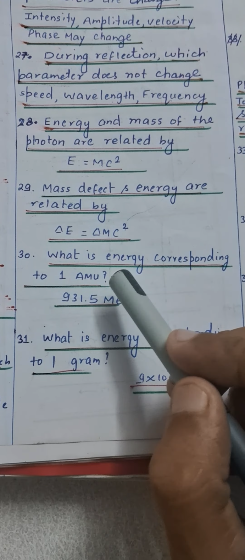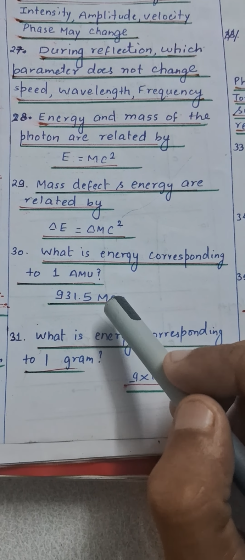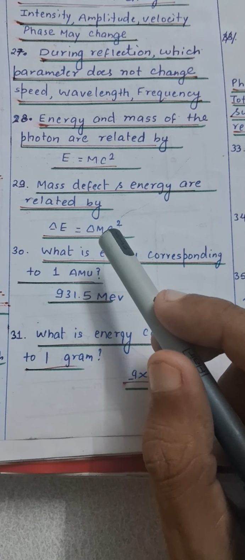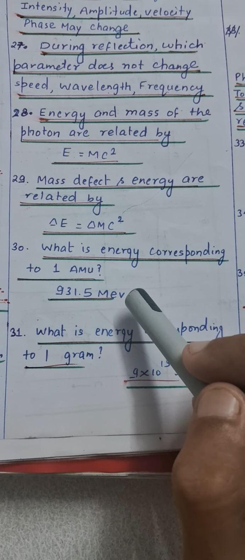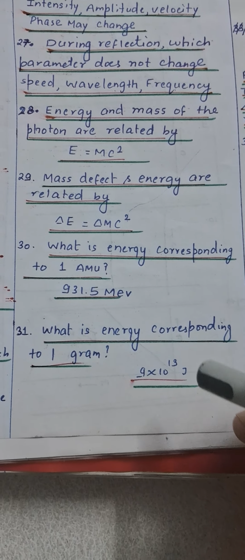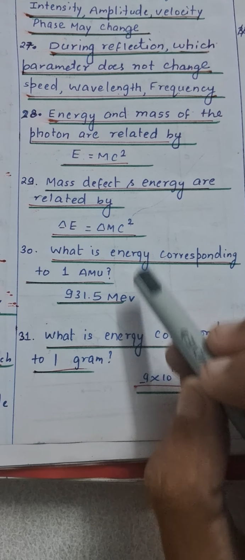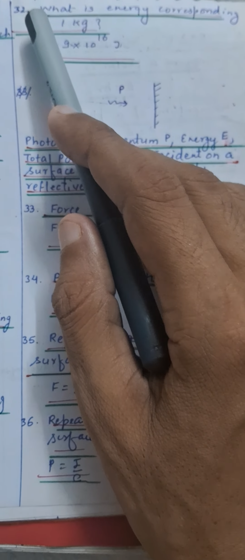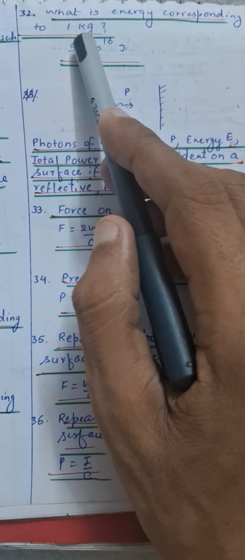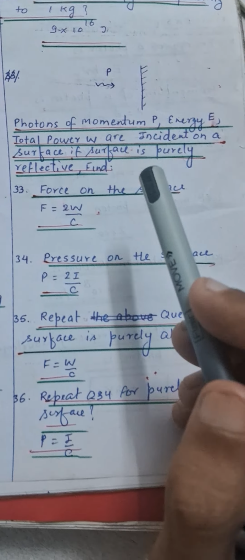Next, what is the energy corresponding to 1 AMU? If you use this expression and convert it into electron volt, it comes out to be 931.5 mega electron volt. So if 1 AMU mass disappears, it yields an energy of 931.5 mega electron volt. Then, what is the energy corresponding to 1 gram? Using the equation E equals mc square, we have 9 into 10 to the power 13 joule. Then, what is the energy corresponding to 1 kg? Using the same expression E equals mc square, we have 9 into 10 to the power 16 joule.